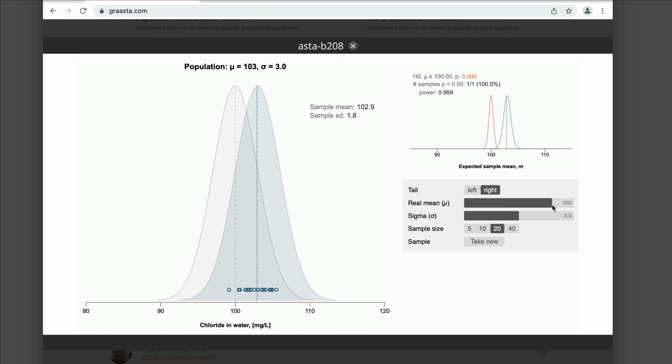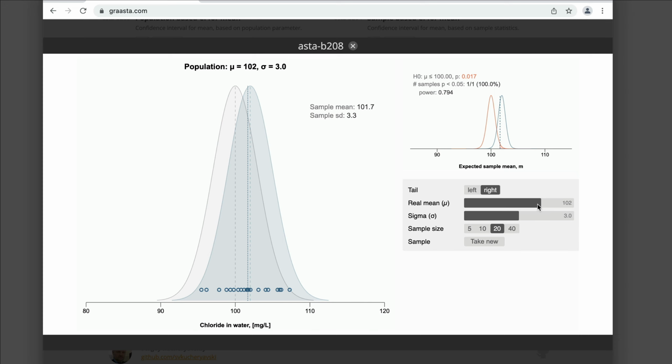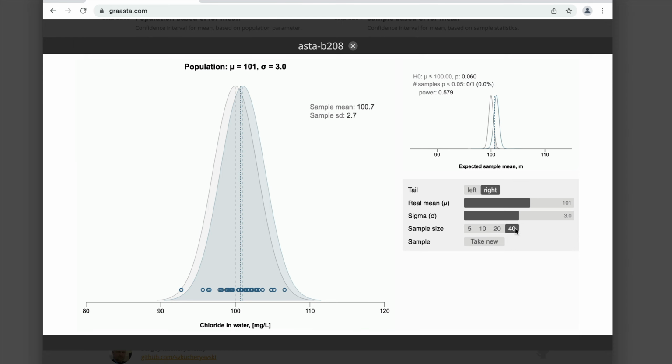So if, for example, the reality is not that far from your null hypothesis, you can see that the power is getting smaller, right? So if you want to distinguish between 101 milligrams per liter and 100 milligrams per liter, which is our null hypothesis, you need an even bigger sample size if you want to have a bigger power. For example, if the sample size is 40 in this case, say 40 glasses of water, your power will be approximately 58%. So the chance to reject the null hypothesis will be approximately 58%. So the idea is the following: the smaller the effect you want to distinguish, the larger the sample size you need.